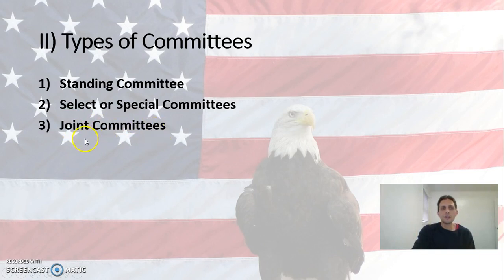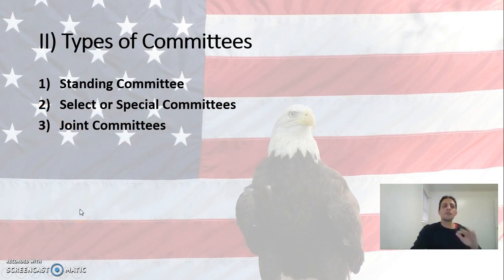A joint committee. Joint committees are committees that have members of both the House and the Senate on them. So you have, from time to time, different joint committees. A lot of times joint committees will be created for the purpose of resolving differences between a bill that passes the House and passes the Senate. Those specific types of joint committees are called conference committees. Those exist from time to time, and some of them are permanent as well.